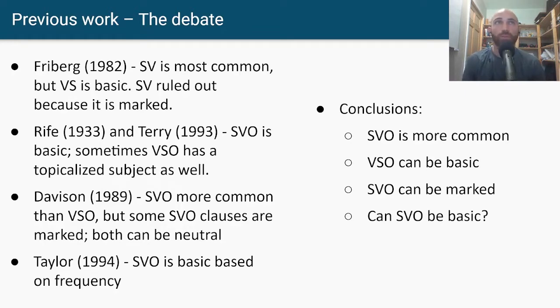So everyone agrees that SVO is more common, if you just look at the data, and we will get into this data, particularly looking at Nicolas Levitas' work, and he looks at the whole New Testament. And this is again a conclusion that we can safely come to, that SVO is more common from a frequency standpoint, but that doesn't mean it's basic, right? Most people do agree that VSO can be basic. There are some disagreements in this.